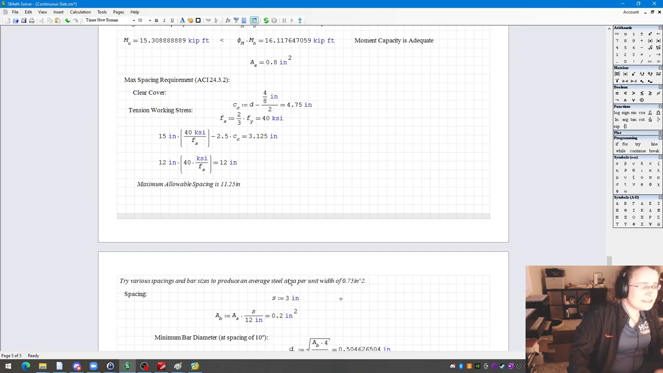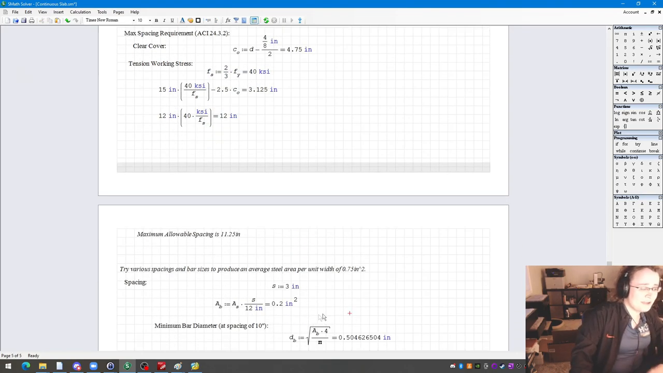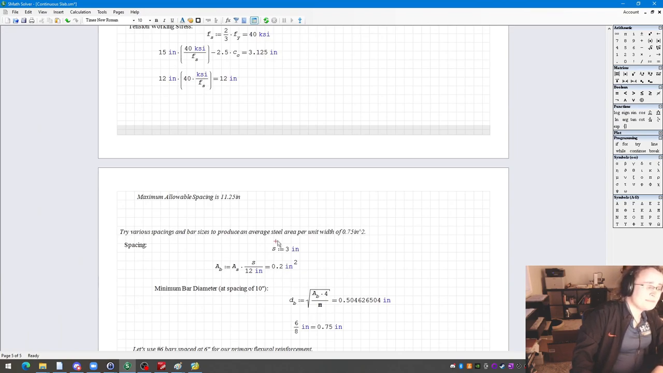So the downside of putting our steel right at the center is that we have a large cover requirement, or a large clear cover, which in turn means that this requirement for maximum flexural spacing is going to be very small. This is one of the downsides of doing this. But let's just go ahead and roll with it. I think we'll be fine. So if our center to center spacing is 3 inches, that means the actual required area of the bar is going to be just 0.2 inches. Or a bar diameter of 0.504 inches.